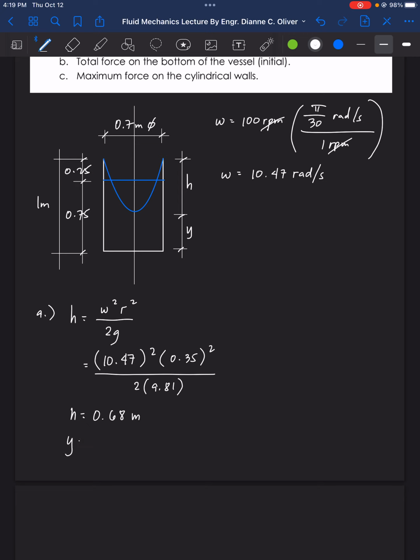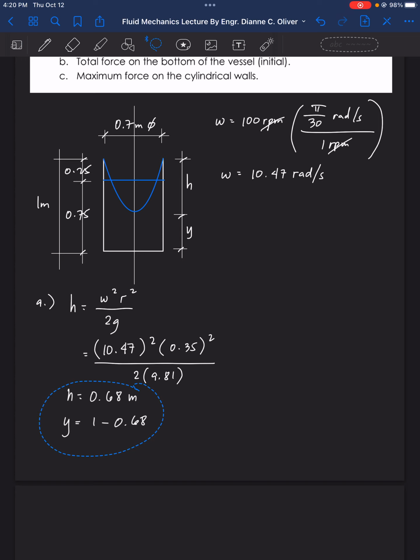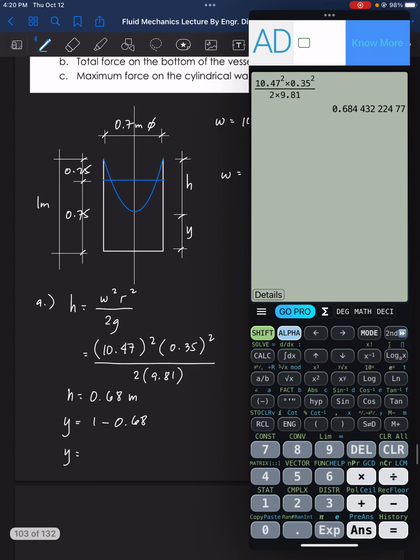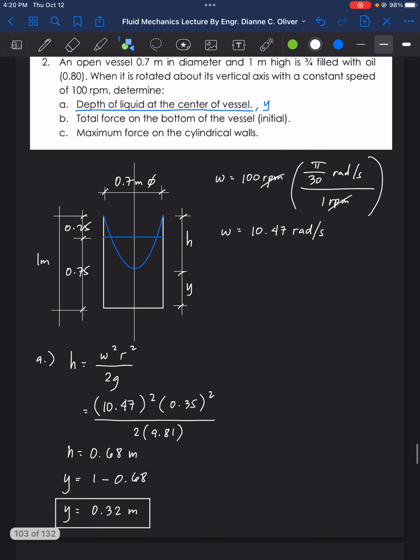Therefore, our y now is equal to 1 minus 0.68. So y is equal to 1 minus 0.68, 0.32. Our y is 0.32 meter. There you go. That is for letter A.